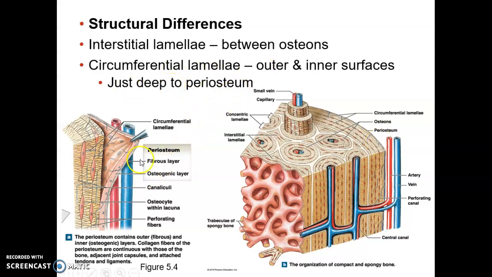Just deep to the connective tissue periosteum that has a number of bone cells that we'll get to in a few minutes. So the periosteum covers the outer portion of the bone everywhere except where the bones articulate with other bones, and there they have the hyaline cartilage.